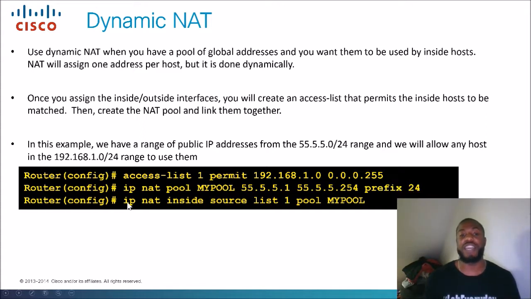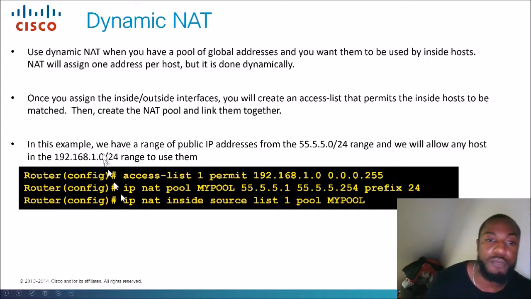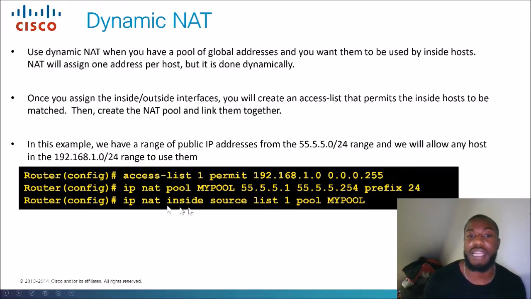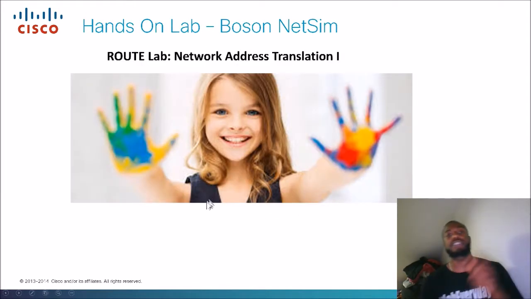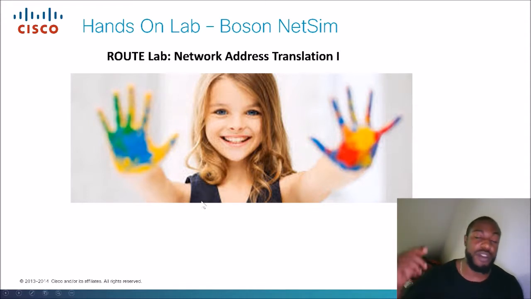But anyways, then you would just map it to the access list. So IP NAT inside source list 1. This is access list number 1. Pool, and then the name of the pool. So we're linking the access list with this right here, list 1, and then we're mapping the pool to it with pool and then my pool. Let's go ahead and fire up Boson Netsim and play with Dynamic NAT.